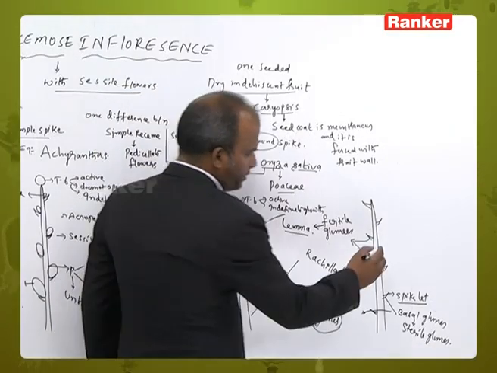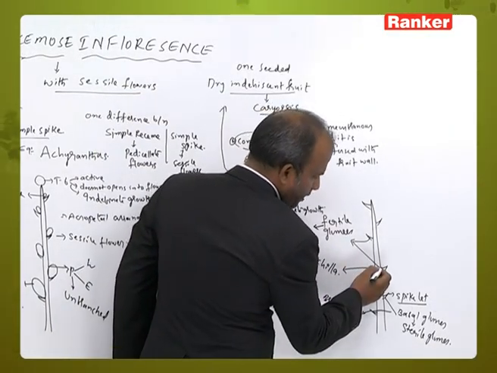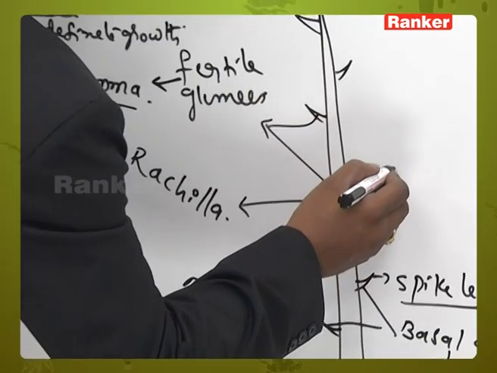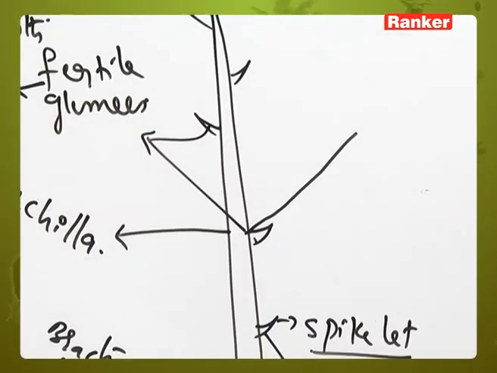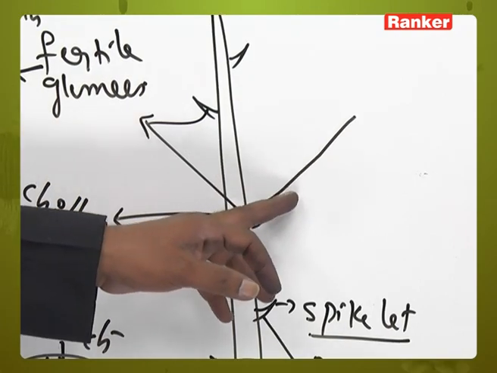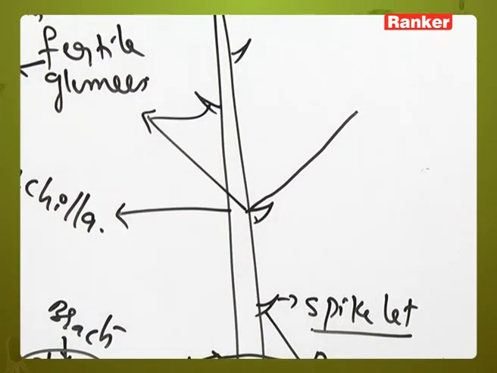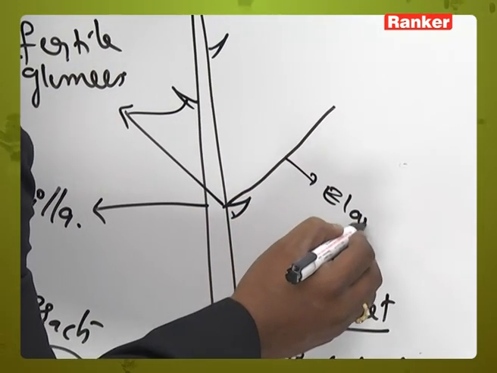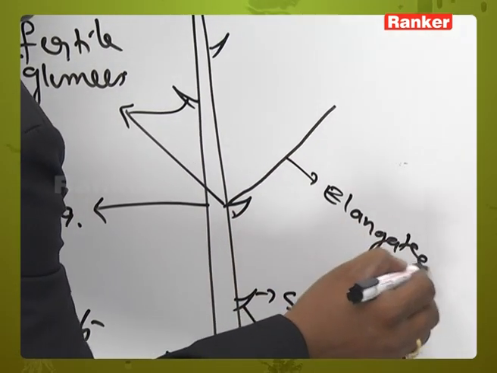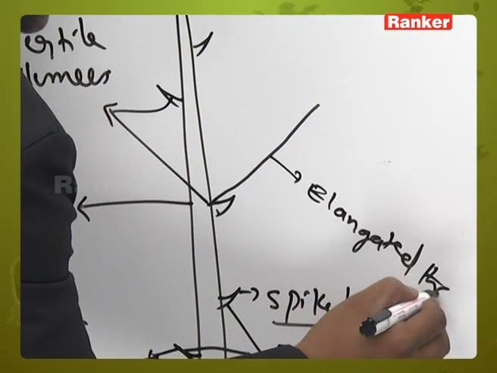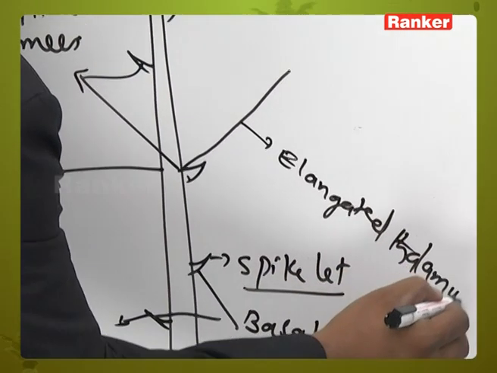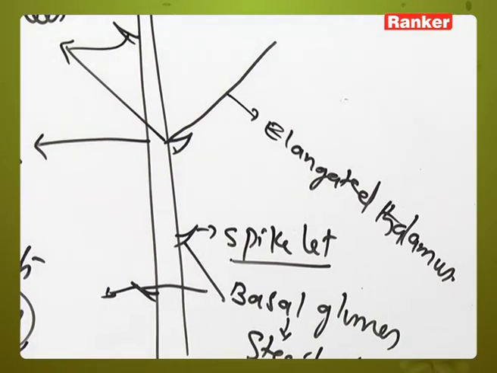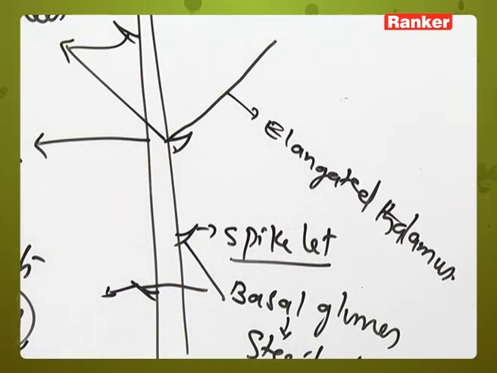From the axil of the fertile glume, that is the lemma, this portion is nothing but the elongated thalamus.